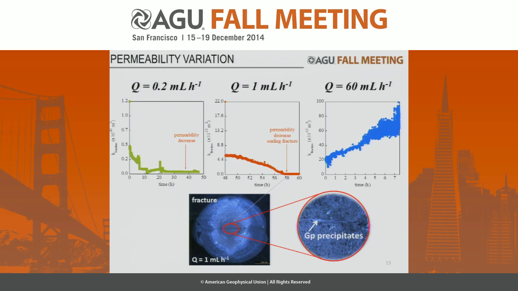So when we plot the variation of permeability of the fracture with time, we can observe that at low flow rate, the permeability decreases with time, and it is attributed to gypsum precipitation. And when we increase the flow rate, the permeability also increases.